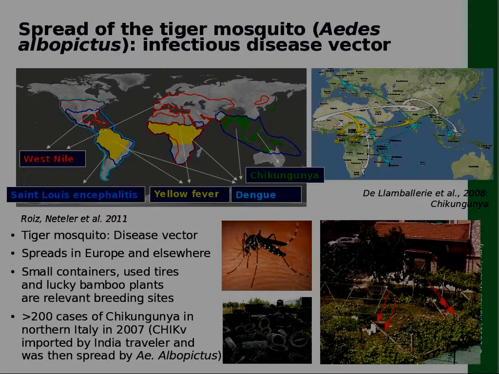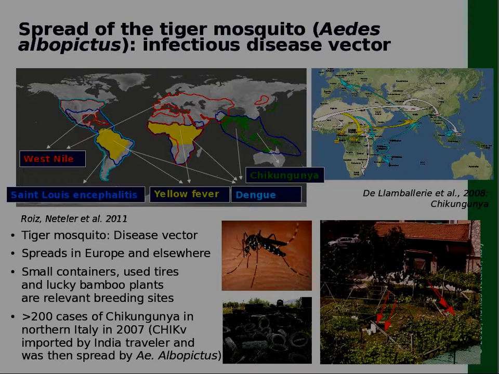In 2007 there have been more than 200 cases of chikungunya fever, which has been imported by a traveler and has been spread by Aedes albopictus. This is the first case of notable disease spread of a tropical disease in a non-tropical area.